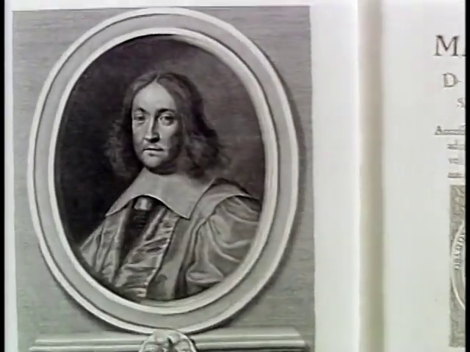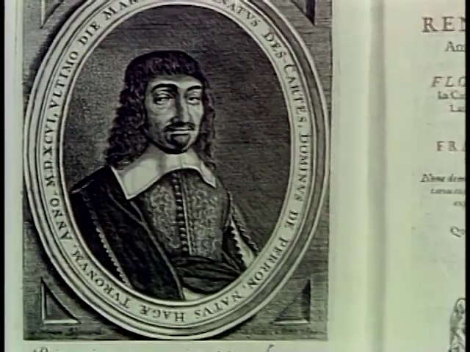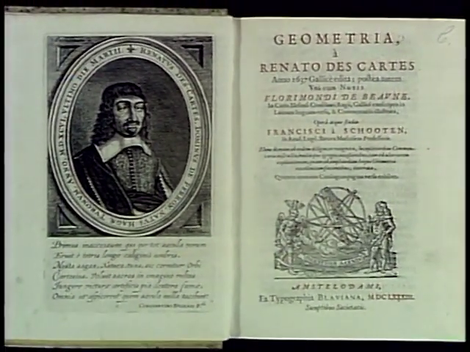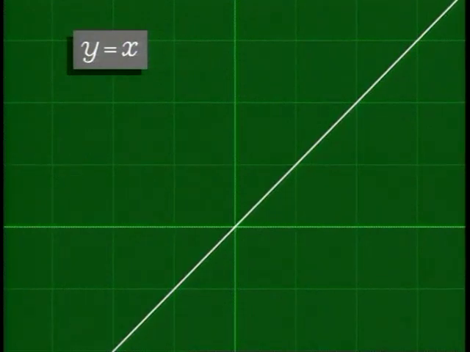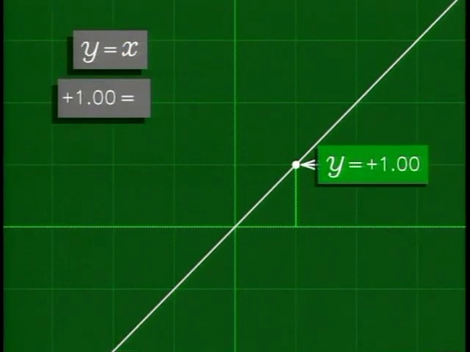Two French scholars, Pierre Fermat and René Descartes, made a landmark contribution to mathematics in the 17th century when they introduced coordinate systems and described geometric figures with numbers and algebraic equations. For example, this line is described by the algebraic equation y equals x. If you take any point on the line, say this one, its vertical y-coordinate is equal to its horizontal x-coordinate.